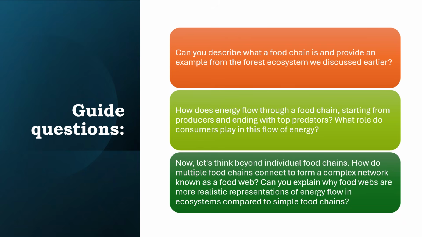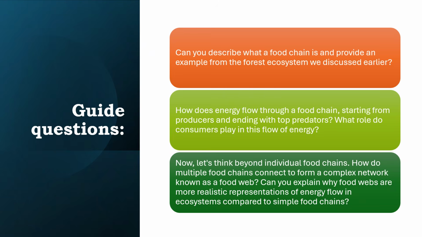So the following are the guide all throughout our lesson. Can you describe what a food chain is and provide an example from the forest ecosystem we discussed earlier? How does energy flow through a food chain, starting from producers and ending with top predators? What role do consumers play in this flow of energy?